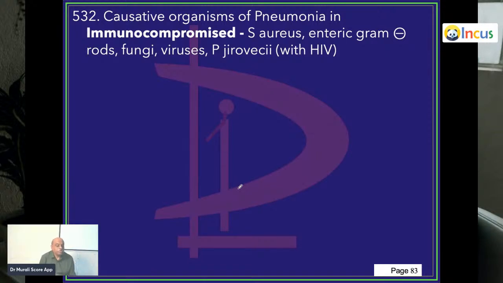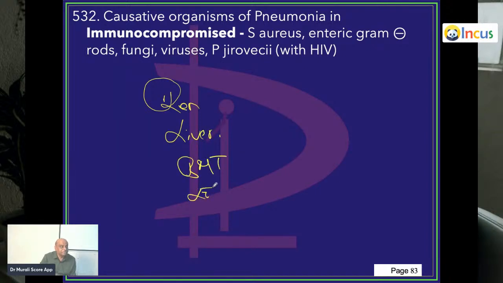Now, what are the causative organisms in immunocompromised patients? Do we get immunocompromised patients very commonly? Yes. Today is all the world of transplant. Renal transplant, liver transplant, bone marrow transplant, even lung also. Right?